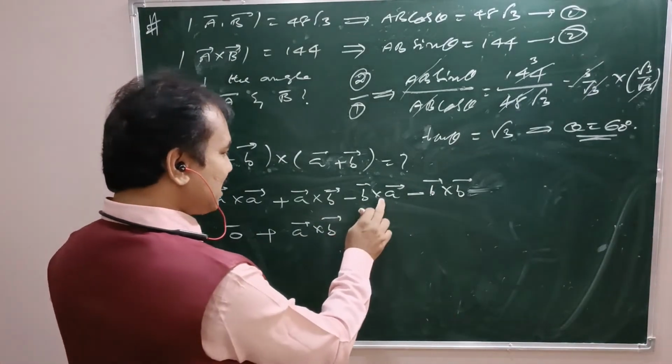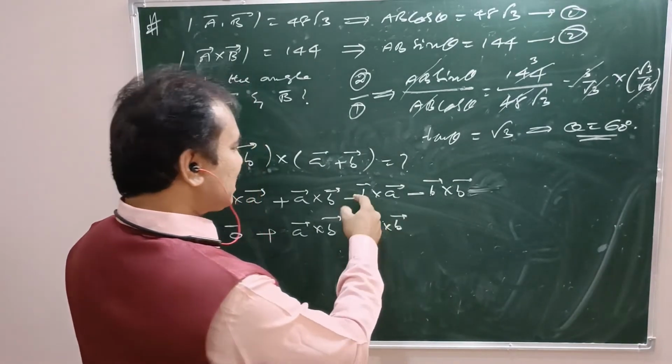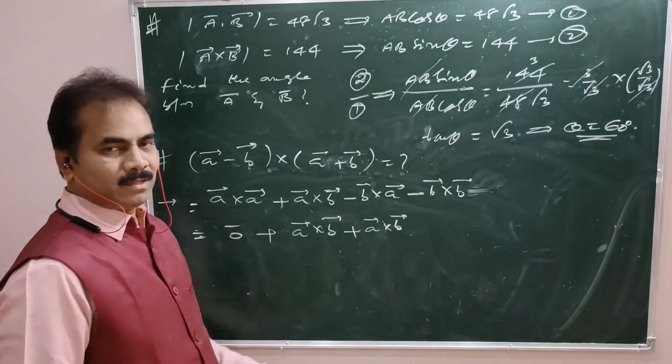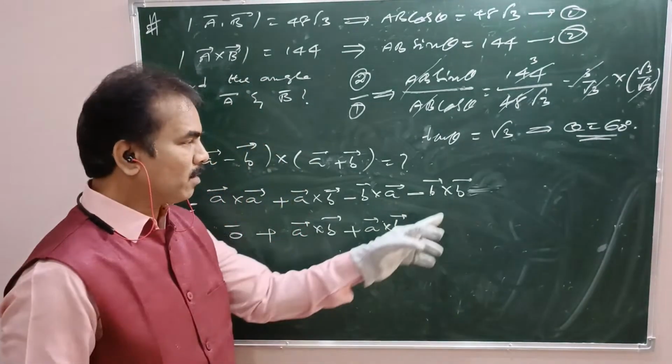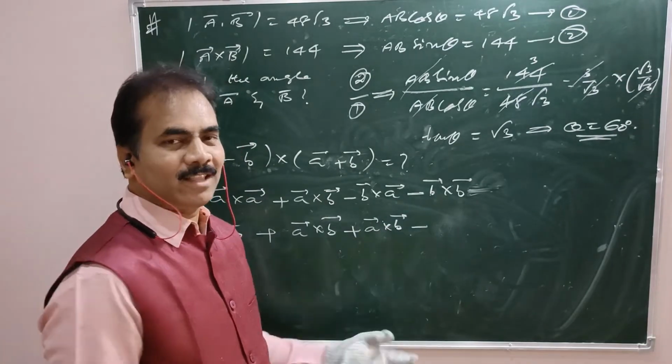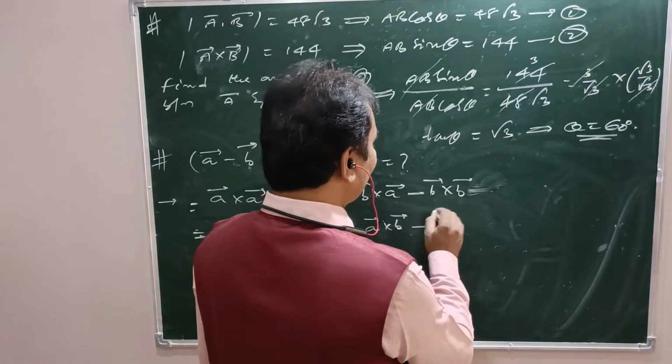Anti-commutative. That is, the same can be written as plus of A cross B. Minus B cross A, in the sense plus A cross B, right? Anti-commutative. Again minus B cross B, the cross product of B bar with itself. That is, the self cross product of any vector is equal to the null vector.